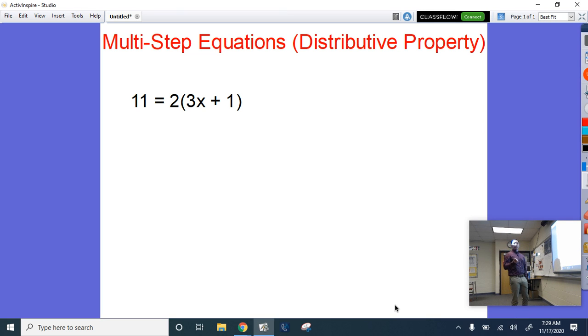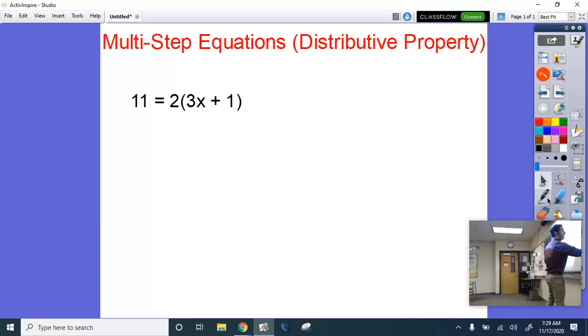Today we're going to discuss how to solve multi-step equations, more specifically those that involve the distributive property, okay? So I see a set of equations up here, and now there's more information because no longer do I have a two-step equation. I actually have to get rid of this 2, or move that 2 in some sense in order to make this a two-step equation, okay?